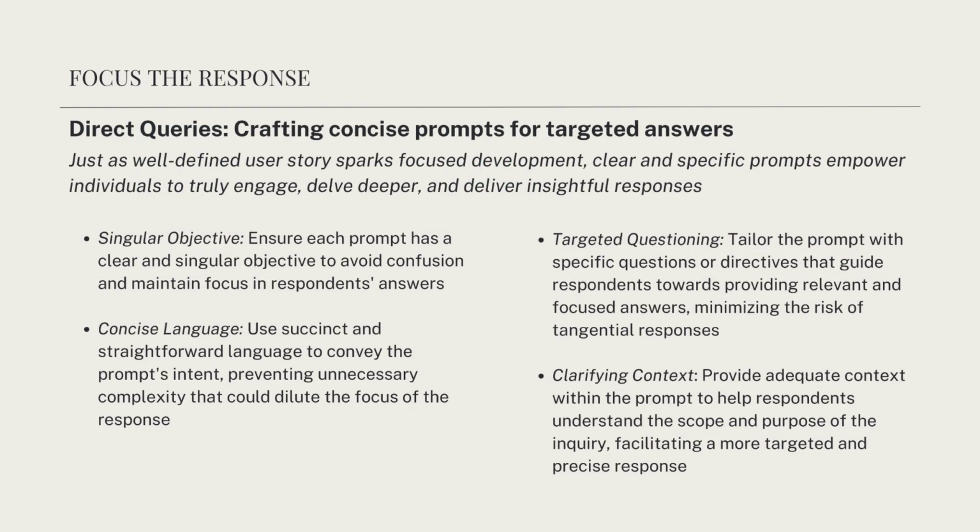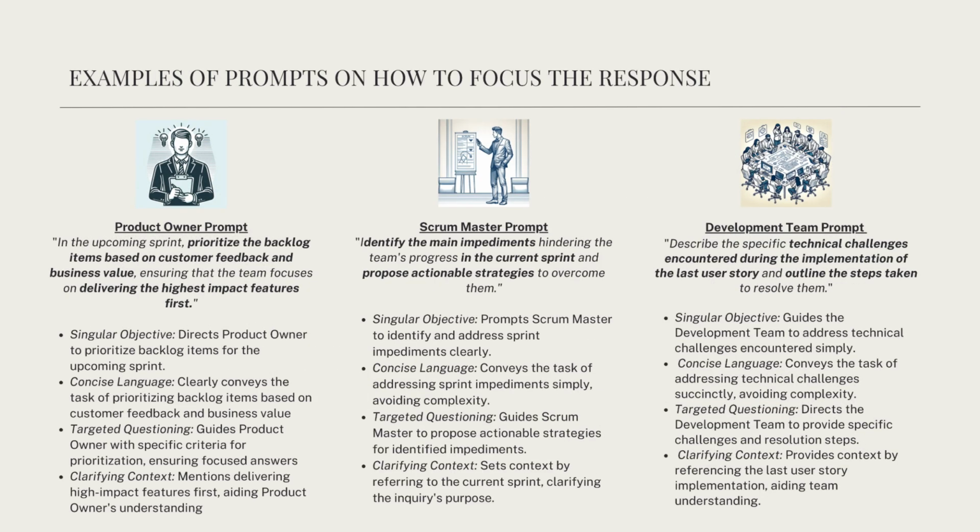Another key guideline is learning how to focus the response with direct queries. This is about being concise and intentional. Each prompt should have a singular, clear objective. Avoid asking multiple, unrelated questions in one prompt, as this will confuse the AI and lead to a muddled answer. Use concise language and targeted questioning. Instead of a rambling paragraph, get straight to the point. Tell the AI exactly what you want it to do: prioritize, list, describe, or propose. This directness is a sign of a well-engineered prompt.